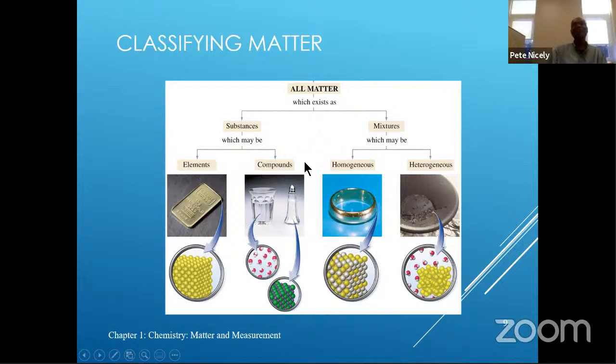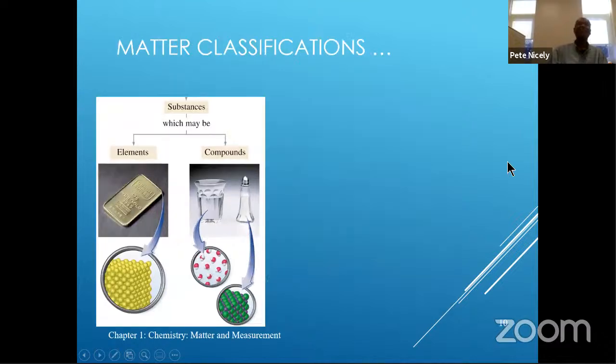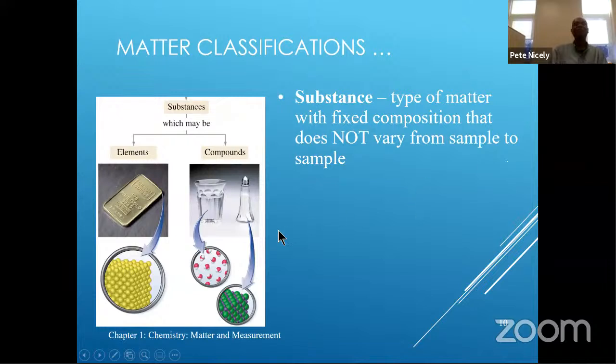All right, so we're going to look at this firstly, and then we're going to look at this part of the diagram after that. So as we said before, matter is anything that has mass and volume. And as far as pure substances are concerned, it's basically a type of matter with a fixed composition, which does not vary from sample to sample. All right, so a pure substance would be something like water, right? The composition is fixed, 2 parts hydrogen, 1 part oxygen. And there's no variation from that for that pure substance, all right?